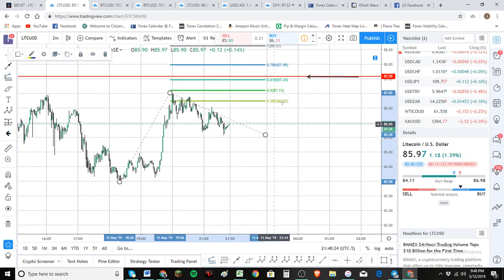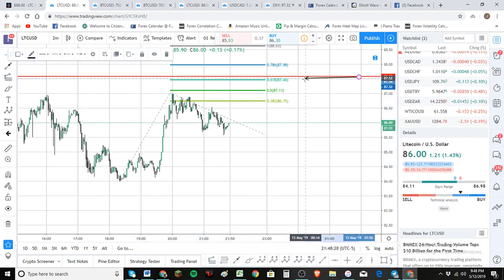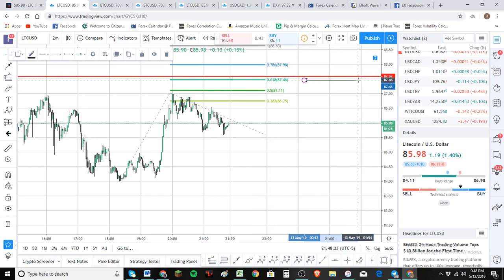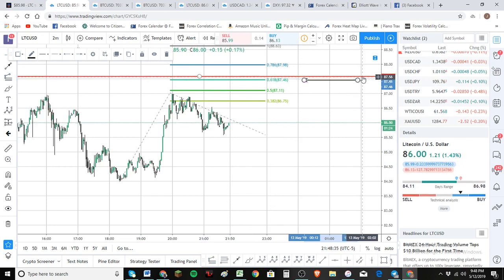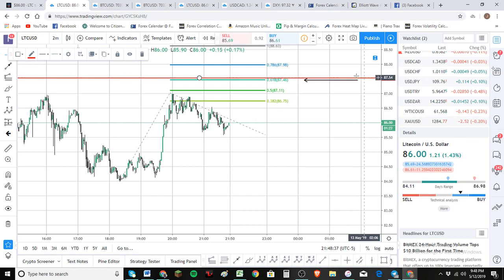And we're going to measure that. Generally, the 618 is our target. And you can see where I have this arrow. I was doing this earlier. And I have a target then of 87.46 for the top of this wave. Okay? About 87.50 is what we're looking for the top of this wave.